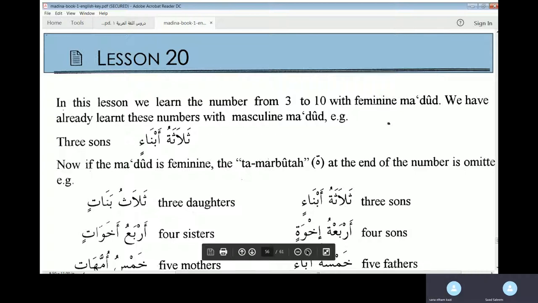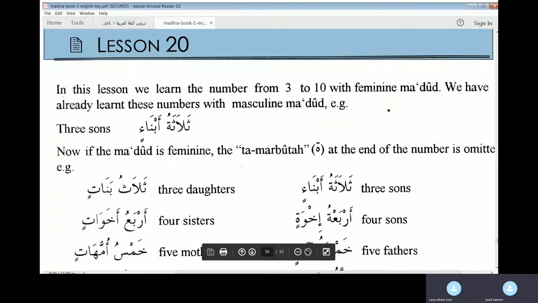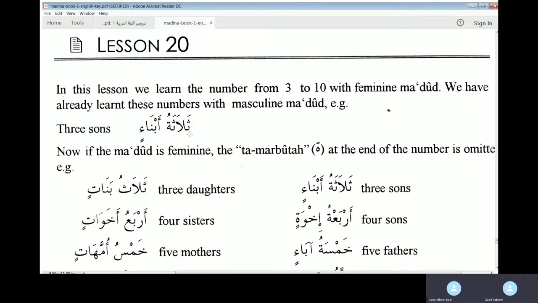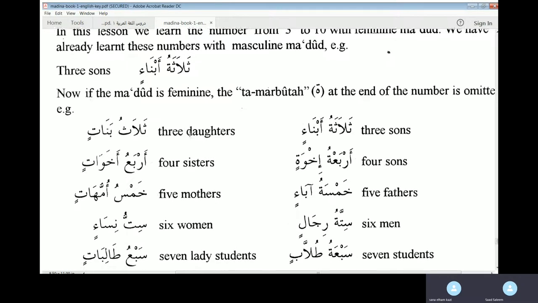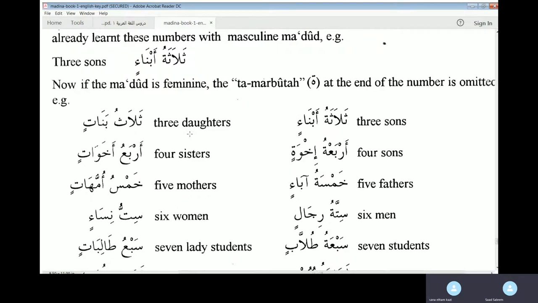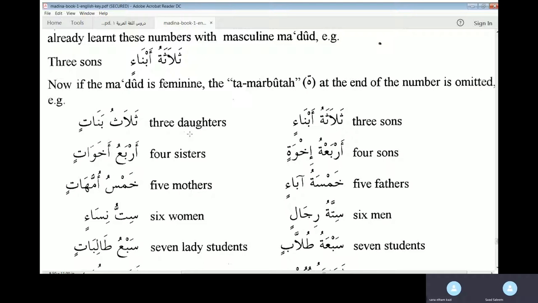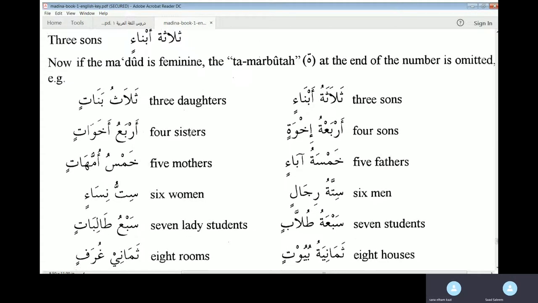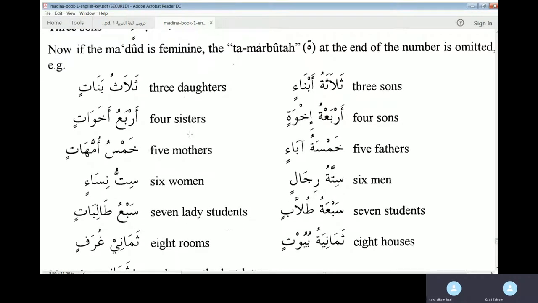In this lesson you learn the numbers from 3 to 10 with feminine madhud. We have already learned these numbers with masculine madhud. For example, we learned thalathatu abnain, three sons. Now, if the madhud is feminine, the ta marbuta at the end of the number is omitted. For example, thalathu banatin. So, for thalathatu abnain, three sons, the ta marbuta will be gone, so it becomes thalathu banatin.